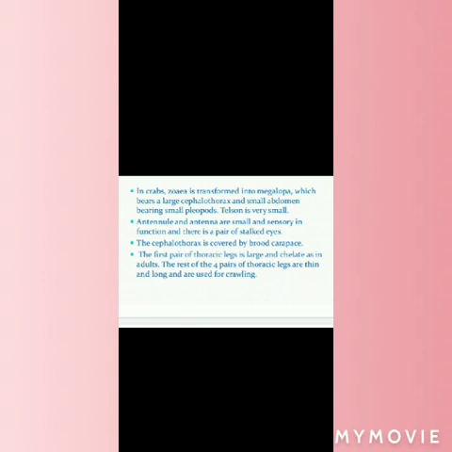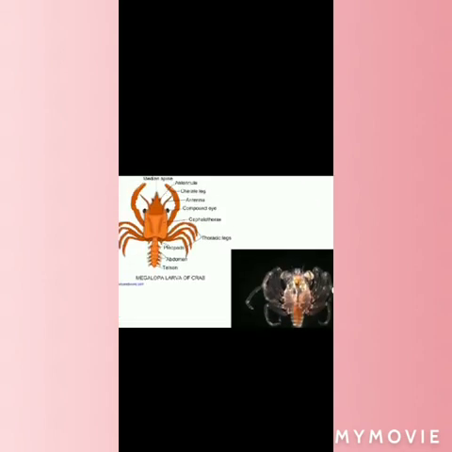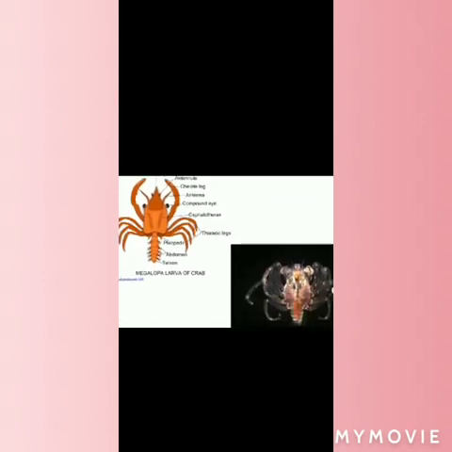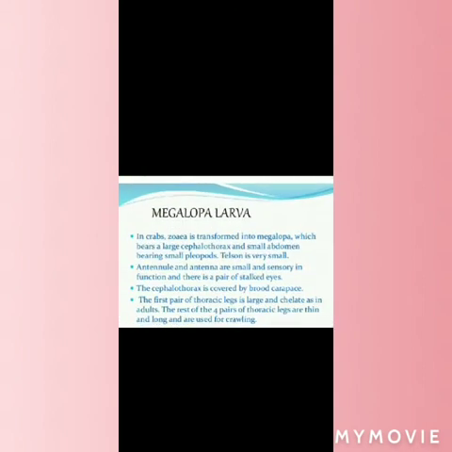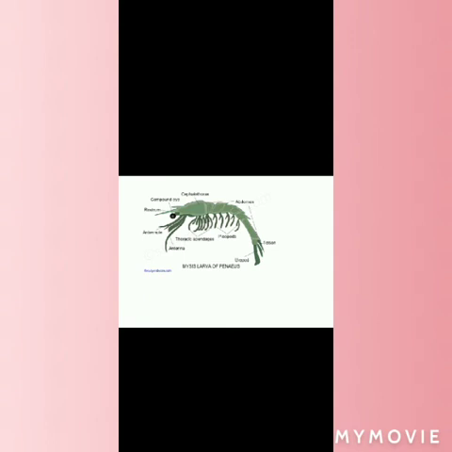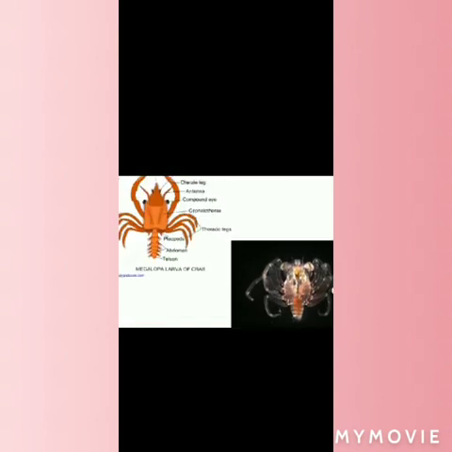The first pair of thoracic legs is large. See here, the first pair of thoracic legs is very large and long and is used for crawling. See here, they are used for crawling, the first pair of thoracic legs, right? So this is the megalopa. This is the megalopa larva.